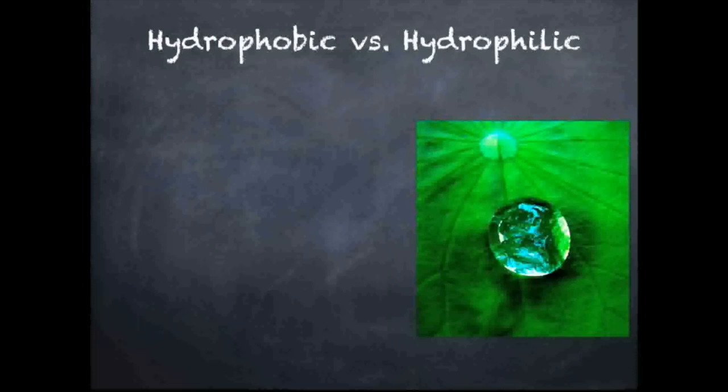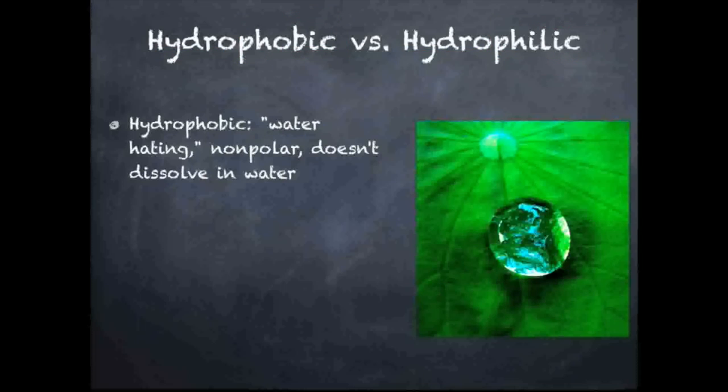So we also have something called hydrophobic and hydrophilic. Hydro meaning water, right? And phobic is scared of, right? You can have a phobia, that's being scared of. And philic means lover. So molecules can either hate water or love water. And what does that mean?